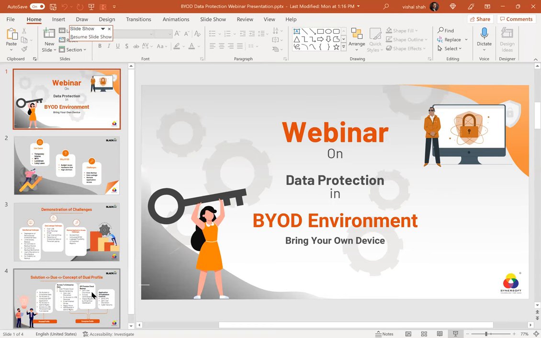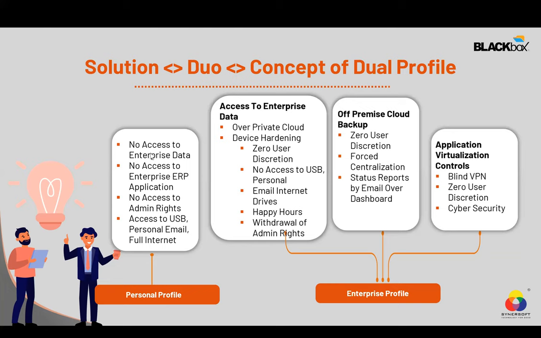This Blackbox Duo is basically in personal profile. There is no access to enterprise data, no access to enterprise ERP application, no access to admin rights, access to USB, personal email and full internet. So this is what it is in personal profile.